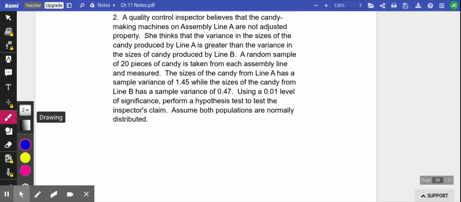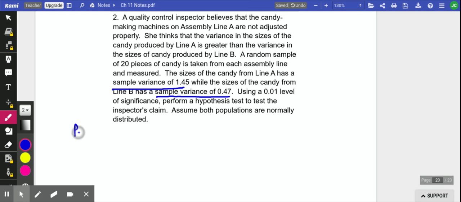A quality control inspector believes that the candy making machines on assembly line A are not adjusted properly. She thinks that the variance in the sizes of candy produced by line A is greater than the variance in the sizes produced by line B. So we have a random sample from each assembly line. Line A has a sample variance, and that's going to be important, of 1.45, and line B has a sample variance of 0.47. Using a 0.01 level of significance, perform a hypothesis test to test the inspector's claim. Assume that they're both normally distributed.